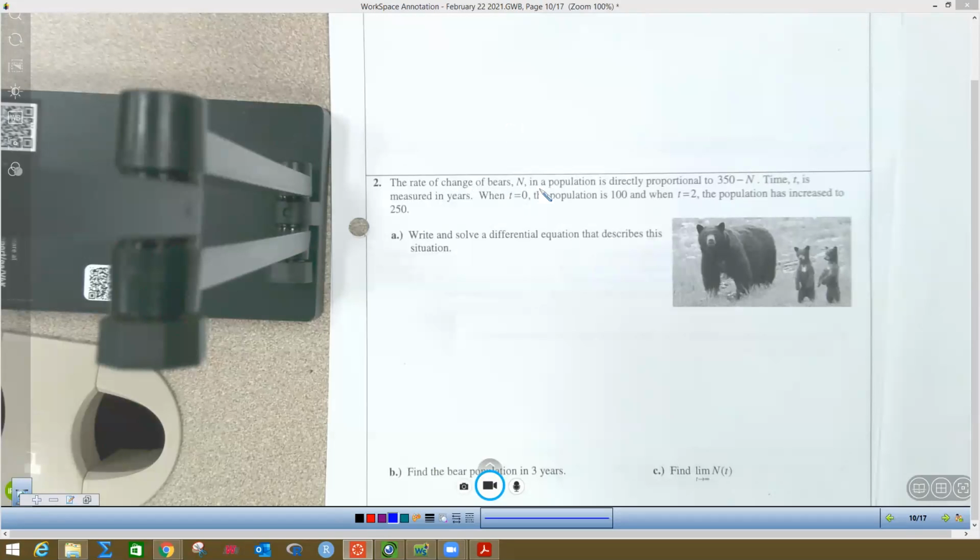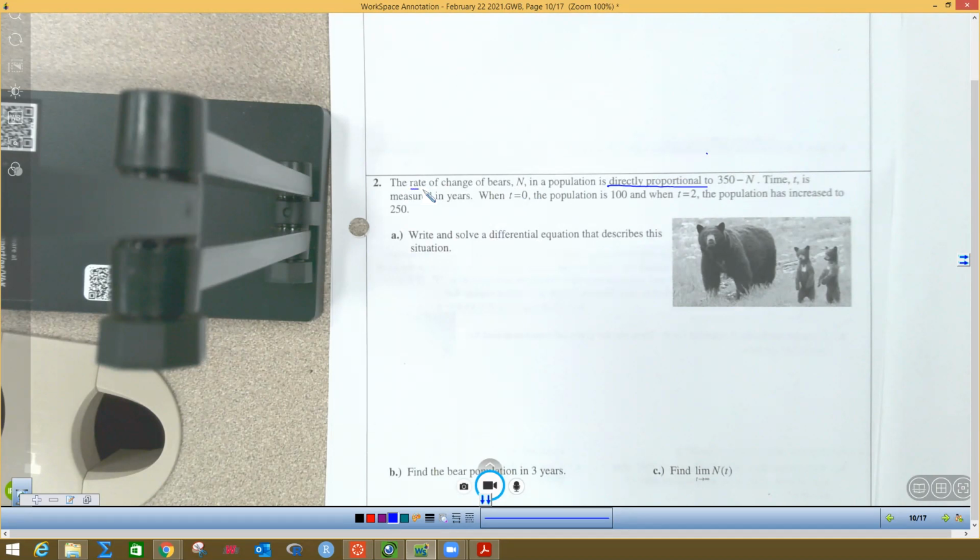The rate of change of bears, n... sorry, n is the population. So the rate of change of n, the bear population, is directly proportional to 350 minus n. Now, what does that directly proportional to 350 minus n tell me? Okay, yes, as n goes up, population goes up, but what does that tell me about the differential equation I'm going to be using to describe this situation?